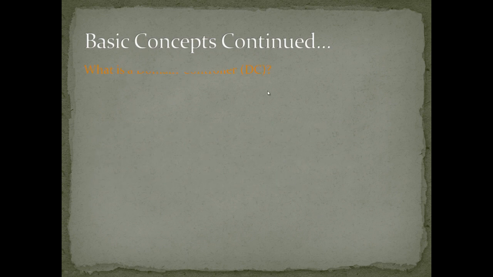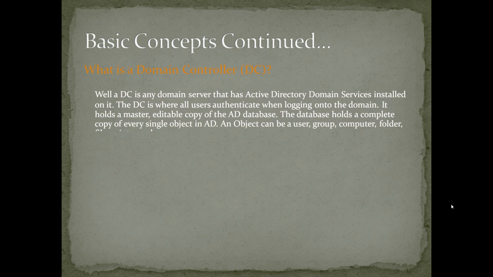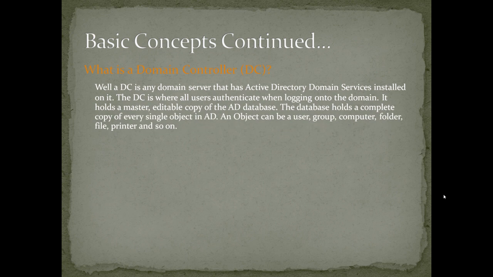And here we got some more basic concepts continued. So what is a domain controller? I kind of mentioned that earlier. A domain controller is any server that has Active Directory Domain Services installed on it. The domain controller is also where all the users authenticate when logging onto the domain. It also holds a master editable copy of the Active Directory database, which means you can, and that's like the schema, so you can go in there and edit it. Microsoft doesn't recommend changing the way the schema operates, but if you're advanced enough, by all means, go nuts. But I highly suggest you back it up before you make any changes to the database.